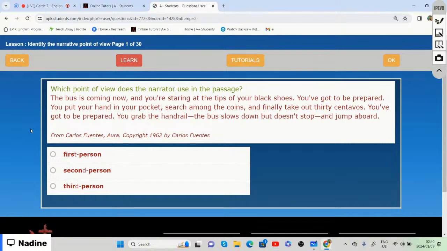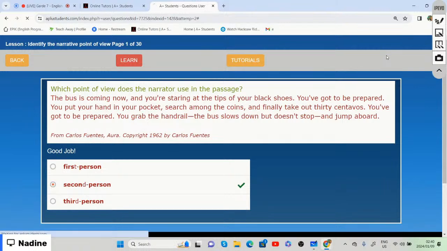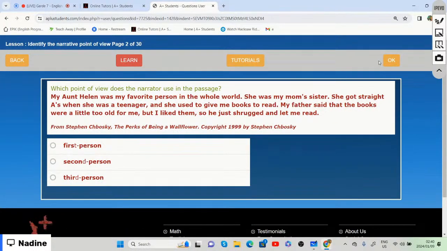All right, so if we look at which point of view it is, we can say this is the second person point of view, right? The narrator mainly uses pronouns such as you and your, and is speaking from the perspective of you being one of the characters within the story. So second person point of view is correct.